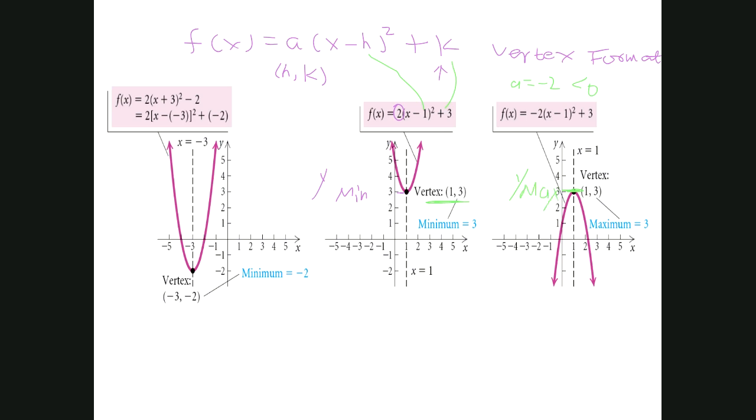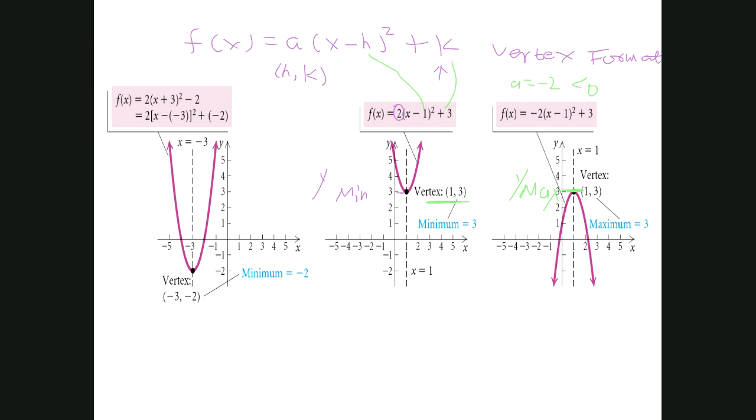And where's the vertex? Well, if you match this one right here, my h is 1, my k is 3. So this vertex is the same as this one right here. Look at it. This vertex actually is the same. Okay, except this one is facing up, this one is facing down, that kind of thing. All right, so that's how you find a vertex, very quick and easy.